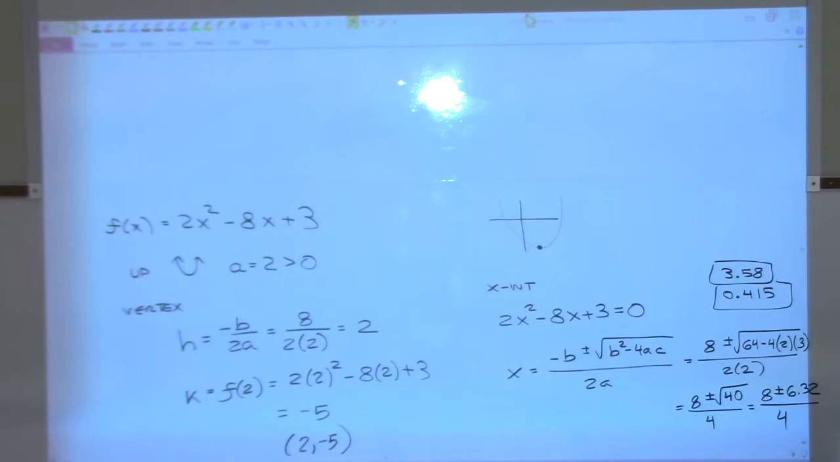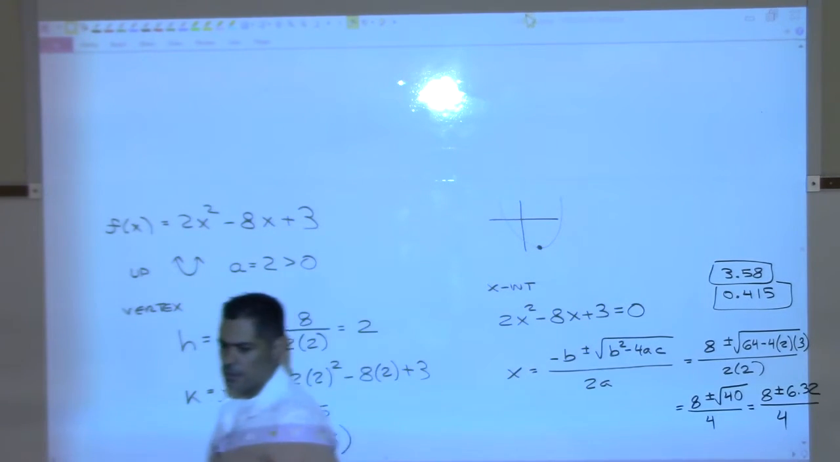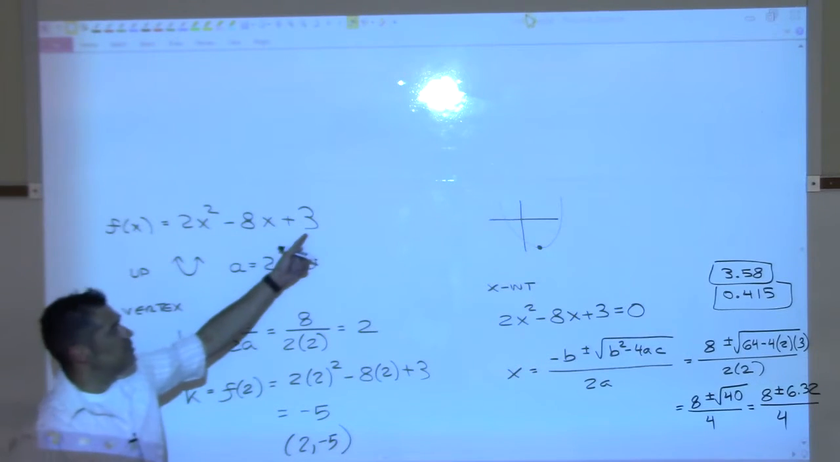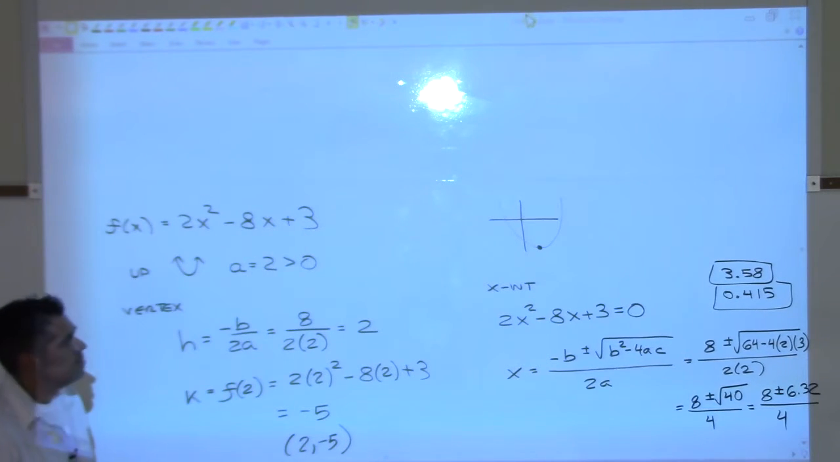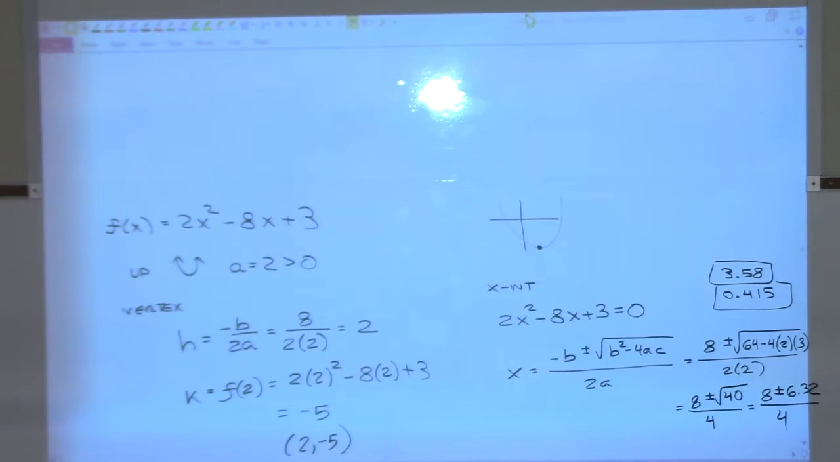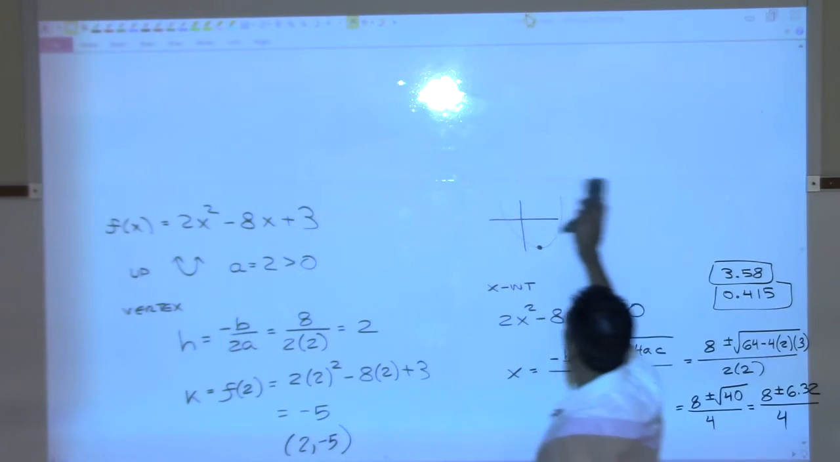Any questions on this, sir? You asked about this, right? Yeah. So are you okay? Yeah. Okay. So now we got two x-intercepts. What's next? The y-intercept. And the y-intercept is just going to be c, which is 3. So now we draw our picture. Okay, so up or down, vertex, quick sketch, x-intercepts, y-intercepts, final picture.